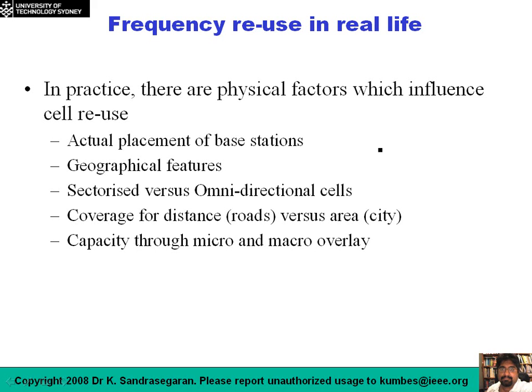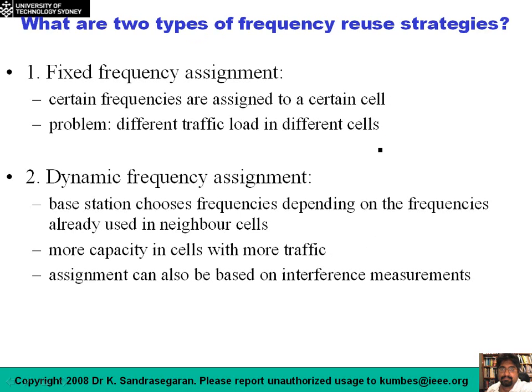Also, instead of having omnidirectional antenna cells, you could have sectorized cells. And when you are providing coverage in a city and when you are providing coverage on a road, the sort of coverage that you provide will be different. So these are factors that will make the way you plan a network in reality different from the ideal case.